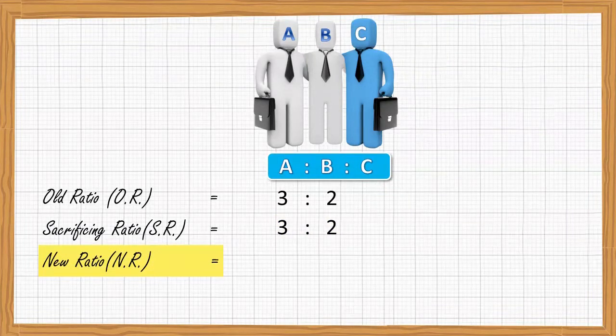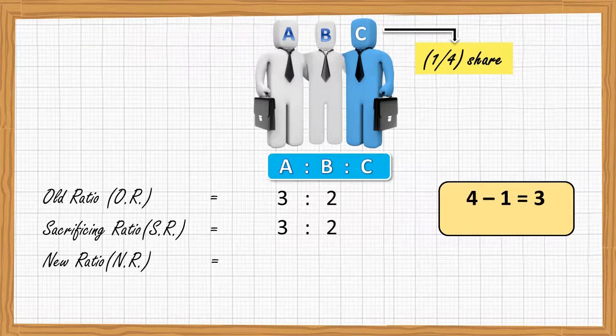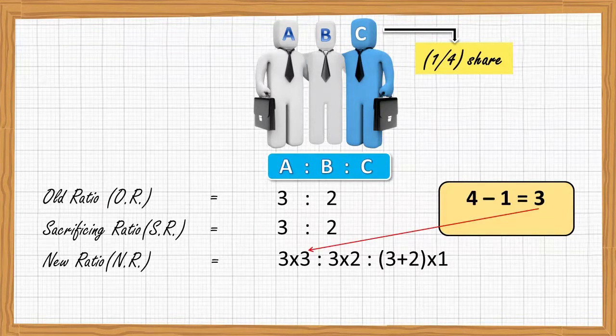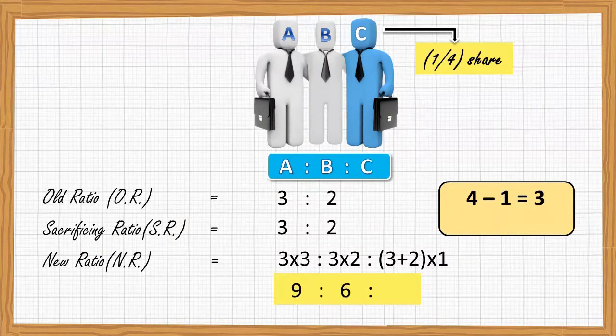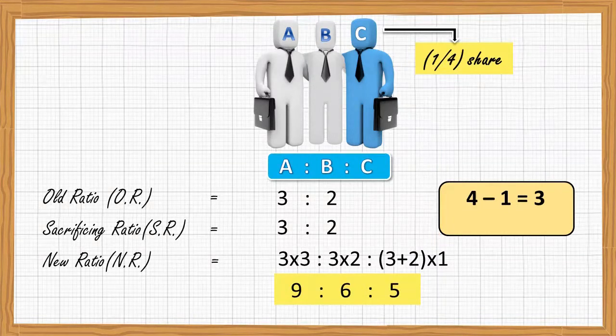Now we have to calculate the new ratio for A, B, C. You know, C is coming for 1/4 share. I am applying the shortcut. I have already explained it in my previous segments. The difference between 1 and 4 is 3. So multiply 3 by 3, that is 9. Then multiply 3 by 2, that is 6. And then 3 plus 2 is equal to 5. 5 multiplied by 1, where 1 is the upper value of 1 by 4. So that is 5. So new ratio will be 9:6:5.